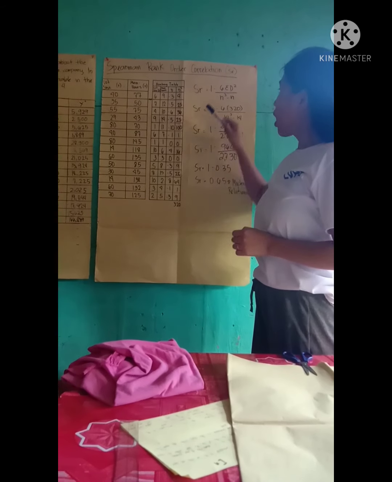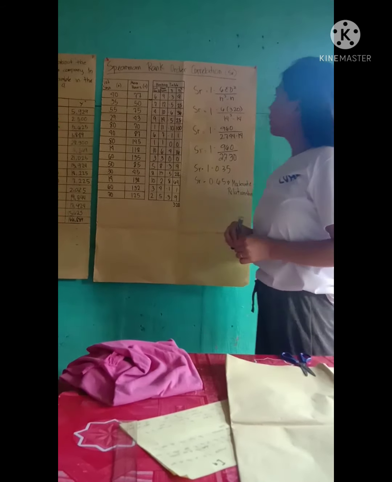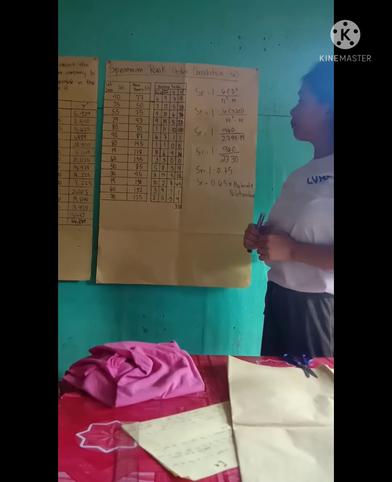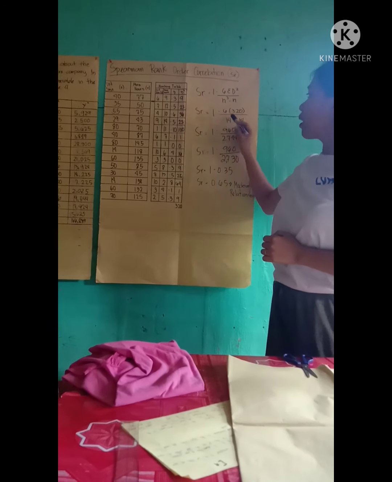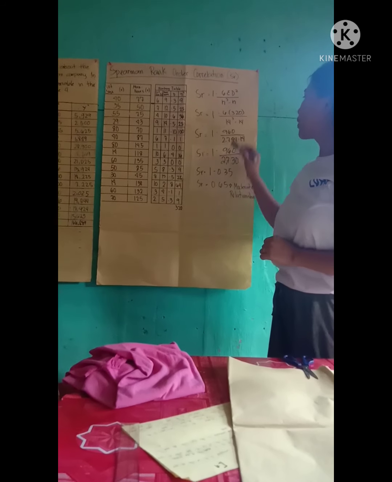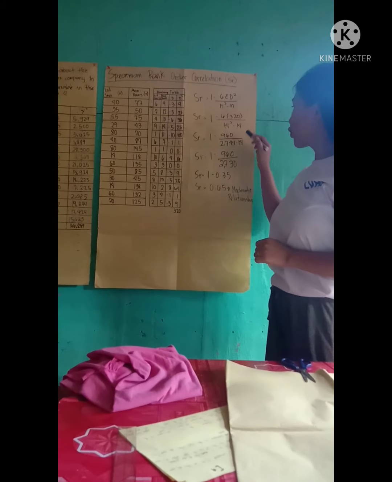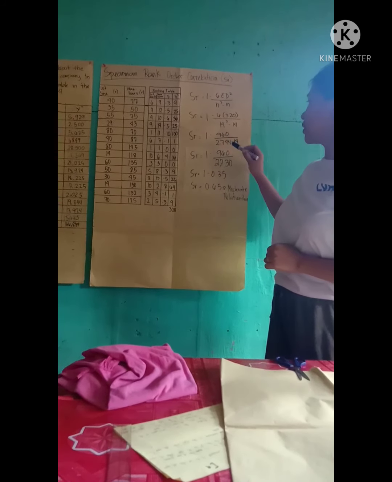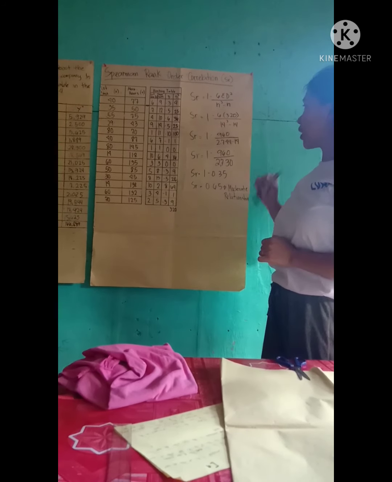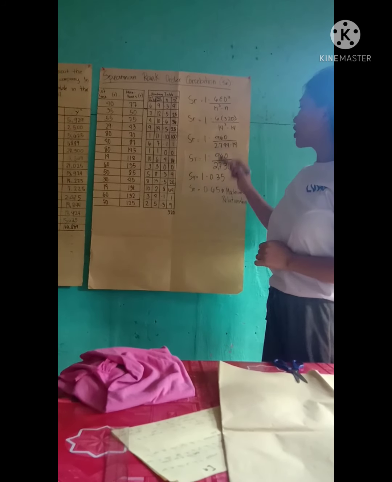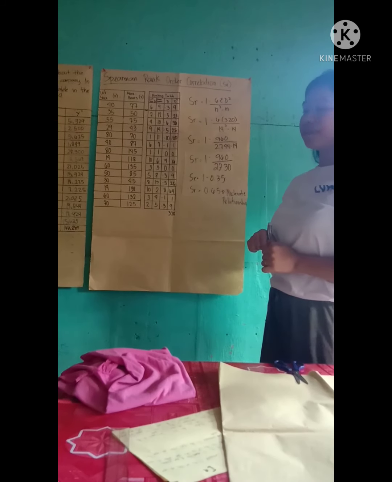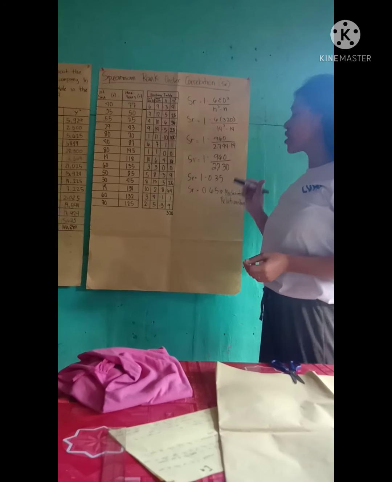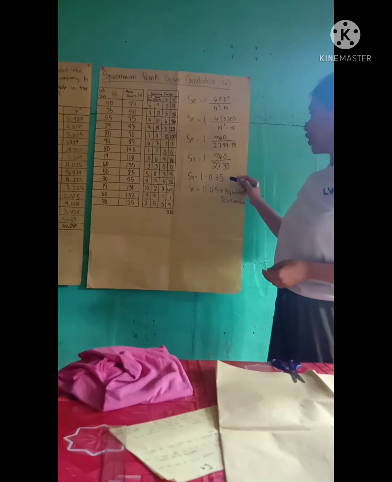SR is equals to 1 minus 6 multiplied to the summation of d squared divided by n cubed minus n. So SR is equals to 1 minus 6 times 320 divided by 14 cubed minus 14. SR is equals to 1 minus 960, because 6 times 320 is equals to 960, divided by 2744 minus 14. So SR is equals to 1 minus 960 divided by 2730.